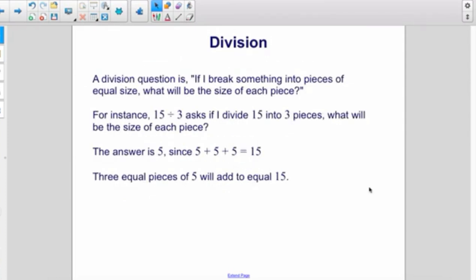A division question is, if I break something into pieces of equal size, what will be the size of each piece? For instance, 15 divided by 3 asks, if I divide 15 into 3 pieces, what will be the size of each piece? The answer is 5, since 5 plus 5 plus 5 equals 15. 3 equal pieces of 5 will add to equal 15.